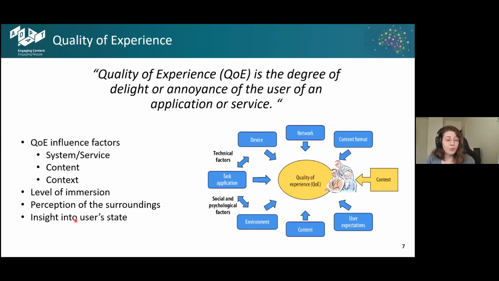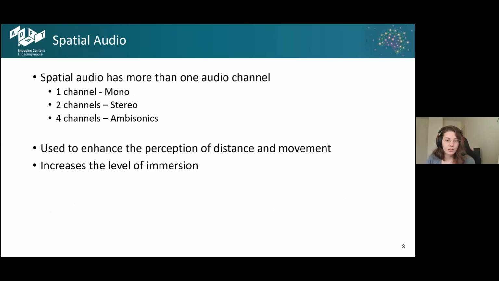And also, you need to be aware of the perception of the surroundings, because with VR, the main input is our eyes. So actually, it's what we are seeing. So we need to be aware of this. But you can also have objects, and you can have a controller, for example, that you want to manipulate objects. So you need to be aware of how people are perceiving the surroundings. And QoE also has this task of giving insight into the user state, because we're trying to measure the workload, for example, or even the level of immersion that is very important when we are talking about VR.